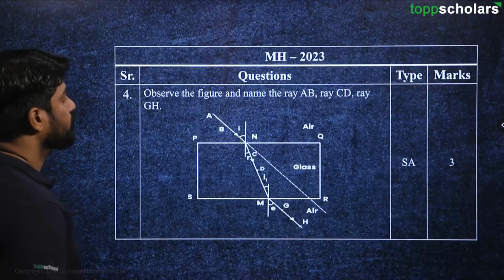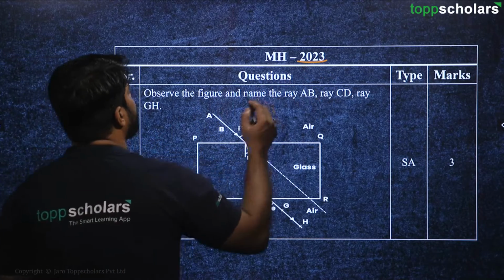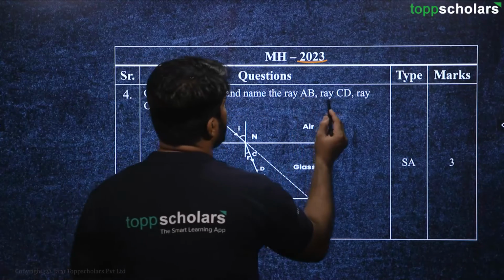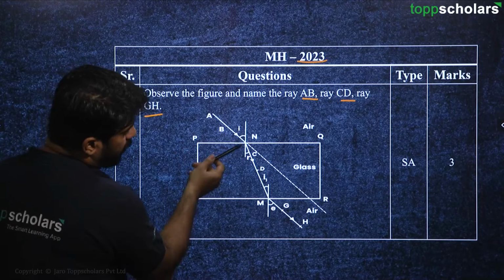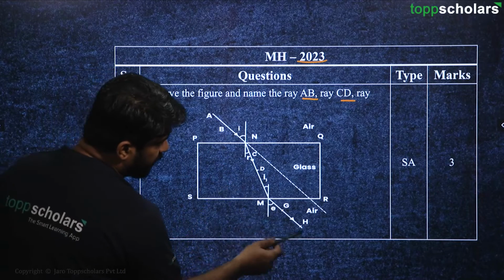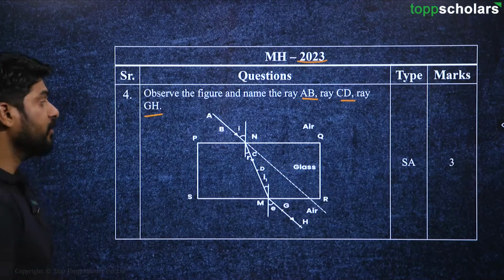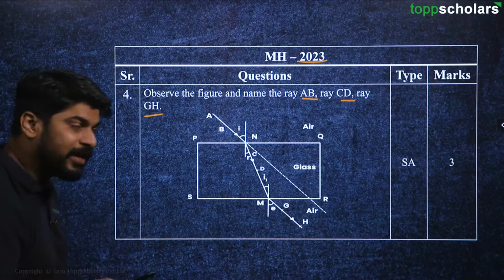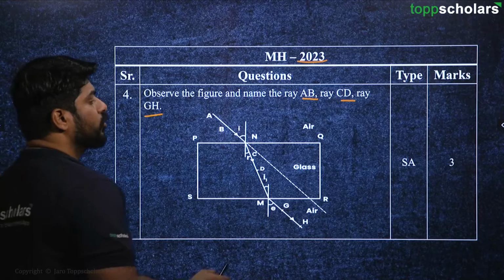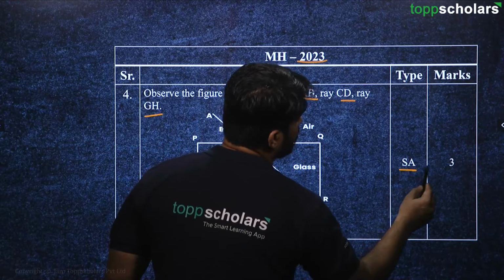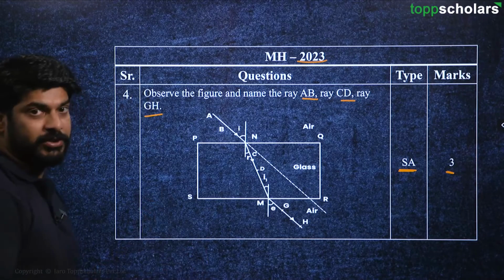Moving on. Here it is, another question from the year 2023. Observe the figure and name the ray AB, CD and ray GH. So here it is. This is the ray AB, this is the ray CD, and this is the ray GH, as we can see. So definitely AB is the incident ray, CD is the refracted ray, and GH is the emergent ray. So this is a very simple question, and it is for 3 marks. So you can easily get the 3 marks over here.